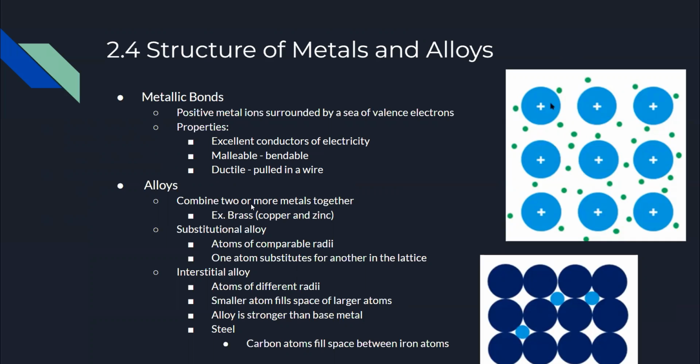So alloys are basically when you combine two or more metals together, such as brass, copper and zinc. And there are two types of these: substitutional alloys, where you have atoms of comparable radii and one atom substitutes for another in the lattice, or an interstitial alloy with atoms of different radii, with the smaller atom filling the space of larger atoms. And the alloy is stronger than the base metal. One example of this is steel, which is shown over here with the carbon atoms filling the space between the iron atoms.